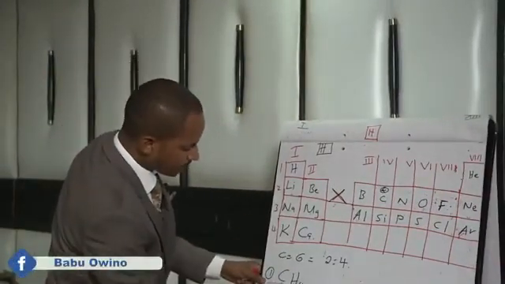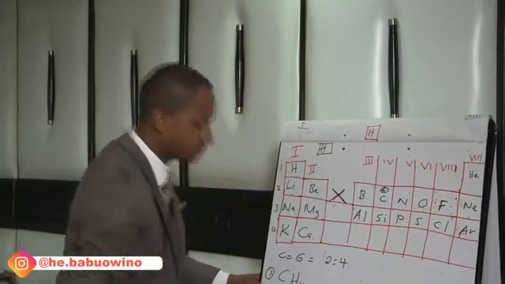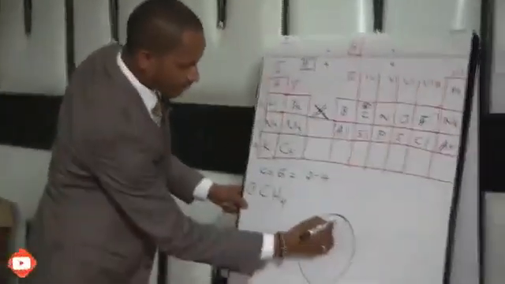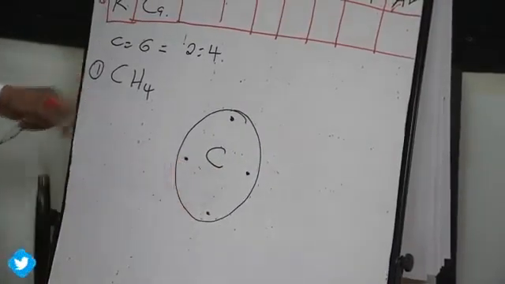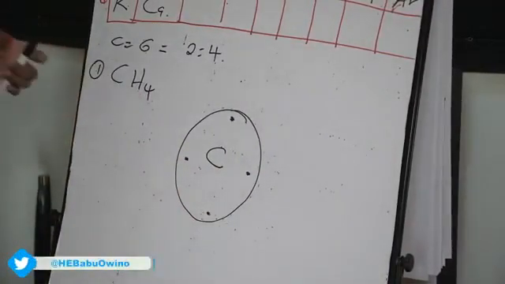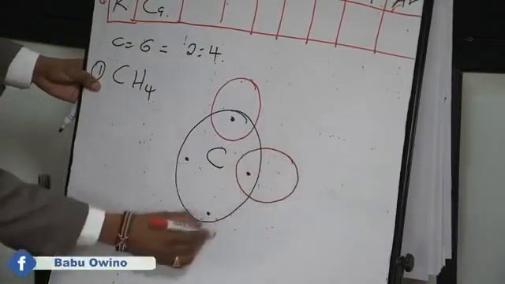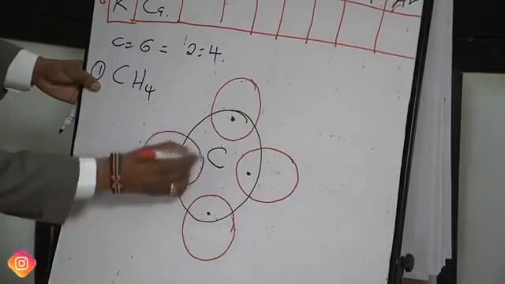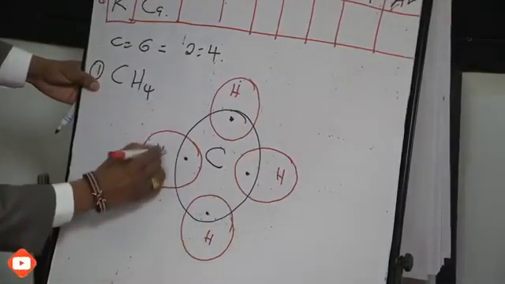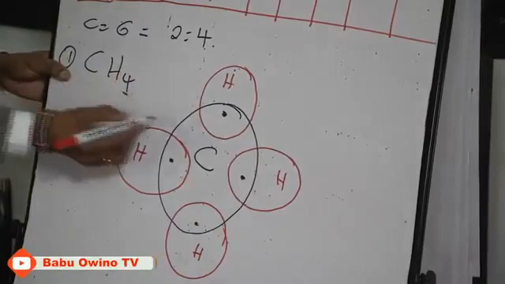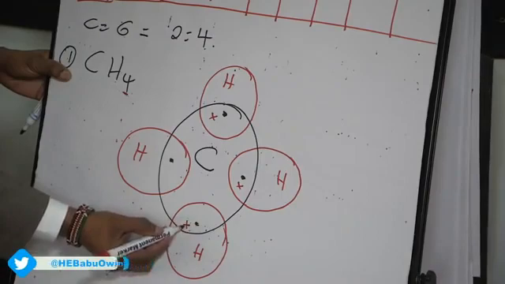So we want to show how carbon bonds with hydrogen. We have that carbon. Carbon already has 4 electrons here. 2, 3, 4. Identify them. Then we need 4 hydrogen atoms. I'm using different pens so that at least we can differentiate. If these are hydrogen atoms, then I'm using X to show that these are electrons from carbon and electrons from hydrogen.